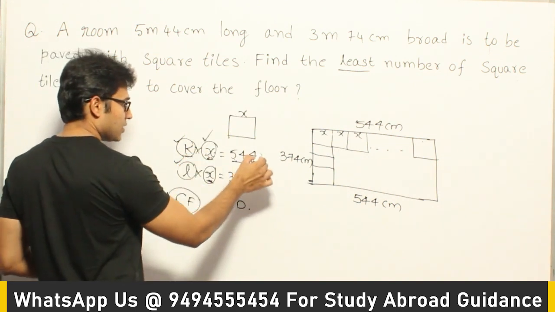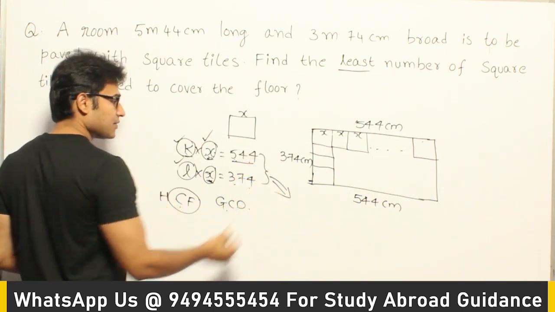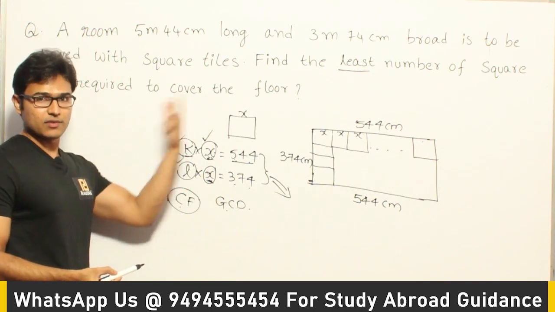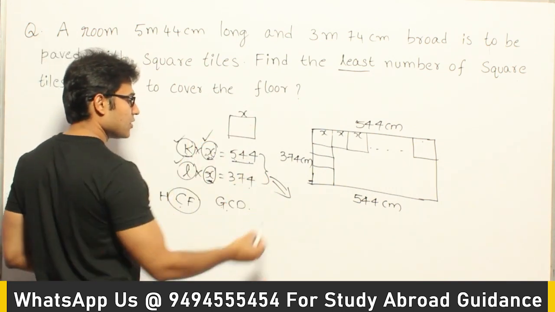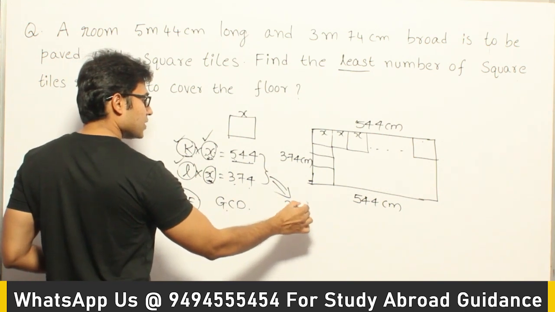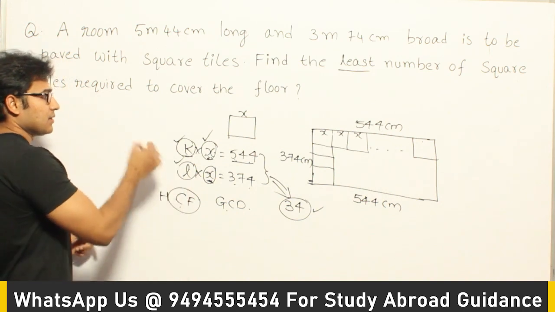Now, to find the GCD or HCF of these two numbers, later we have a topic called GCD or HCF. We shall discuss it later. In that topic I am going to discuss how to find it. Now if you find it, it is going to be 34. So what does it mean?